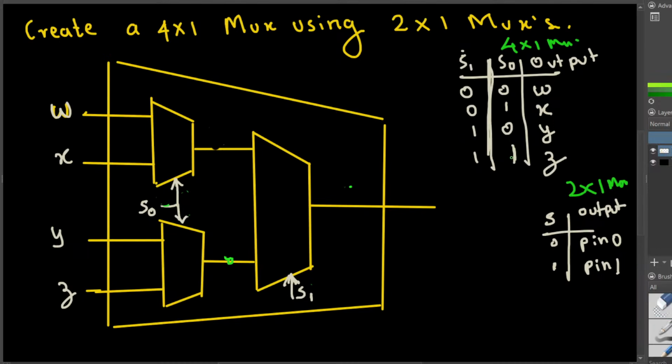So here both of them are 1. S1 is 1 and also S0 is 1. If it's 1, it's going to be 1 1 right here. If the control signal input is 1, it's going to output pin 1. In this one, pin 1 has X, and here pin 1 has Z, and here also 1. So this is going to output pin 1, that is Z. Is that the one we have? Yes. So you can see that we can actually make a 4 by 1 mux using 3 2 by 1 muxes like this.